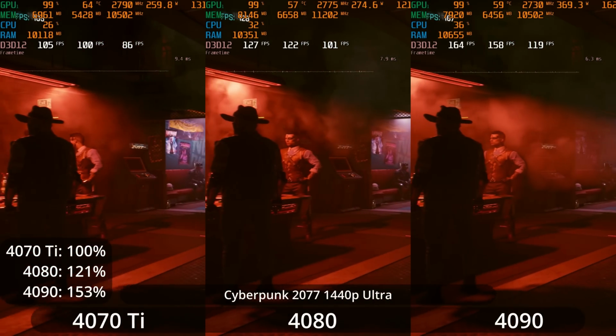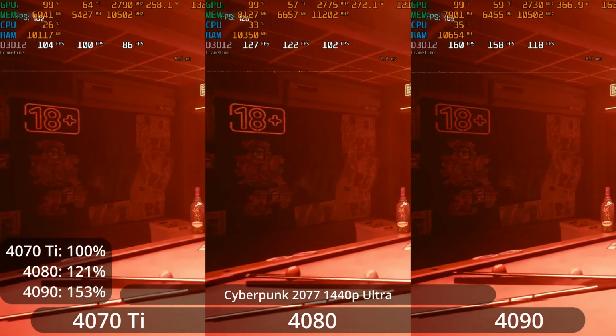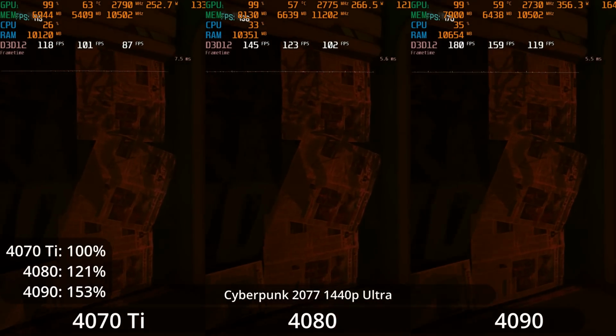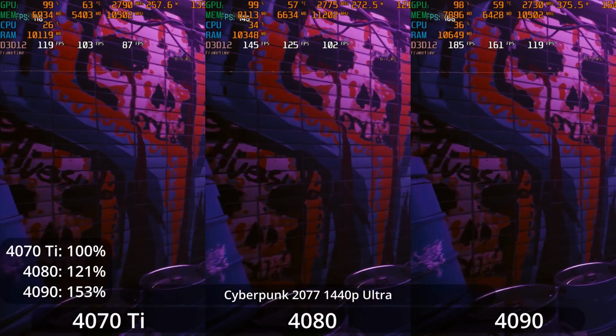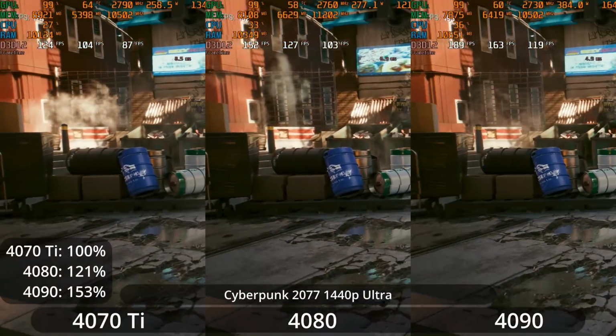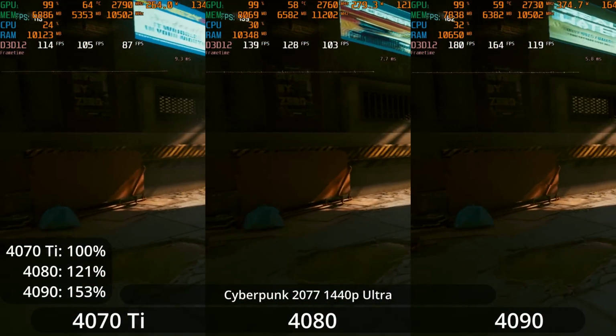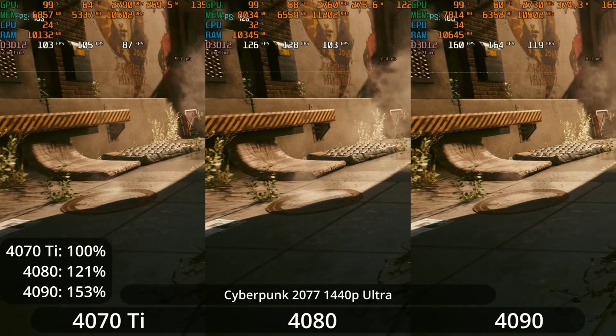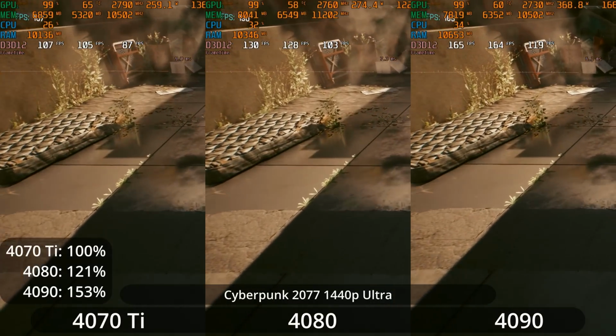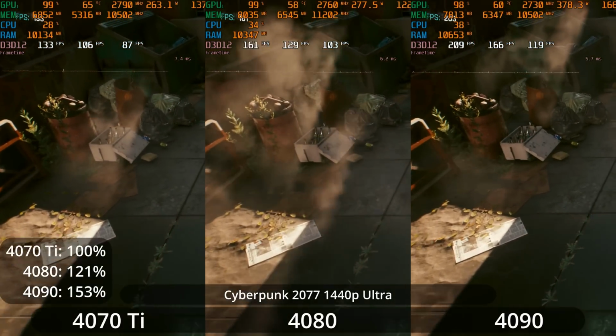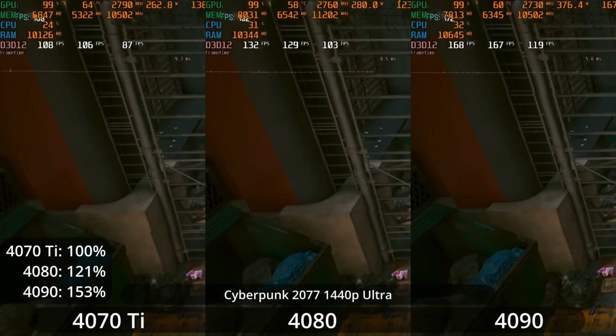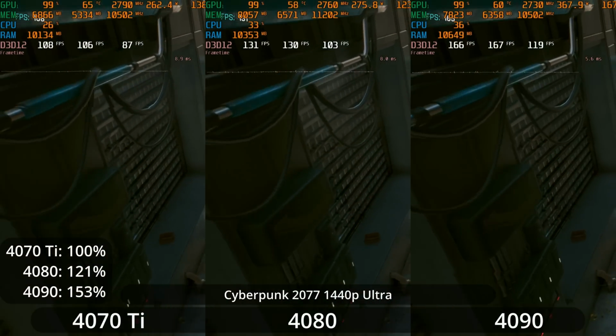For me, in single-player, first-person shooter type games, as long as I can be over 90 FPS, I usually feel pretty good about the smoothness, and anything above that is just kind of a bonus. We can see the 4070 Ti is delivering that. We're even seeing the 1% lows right now at about 87, with the average well over 100. The 4080 pushing 130 frames per second.